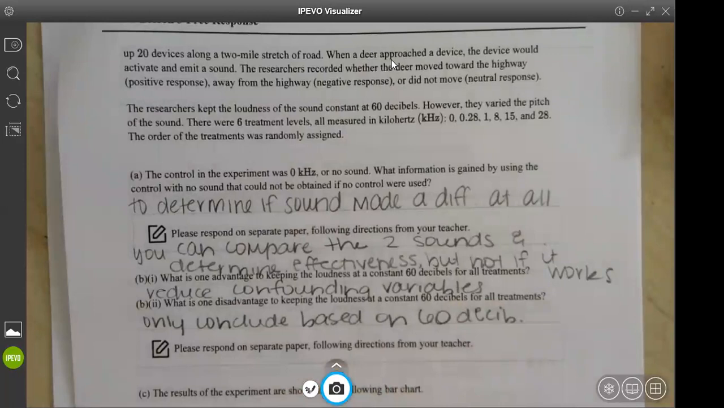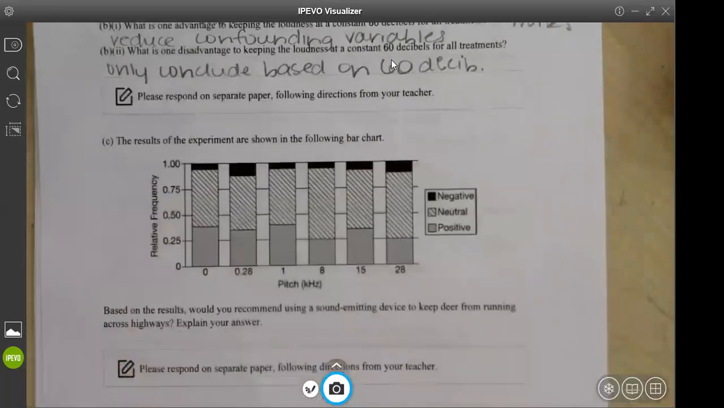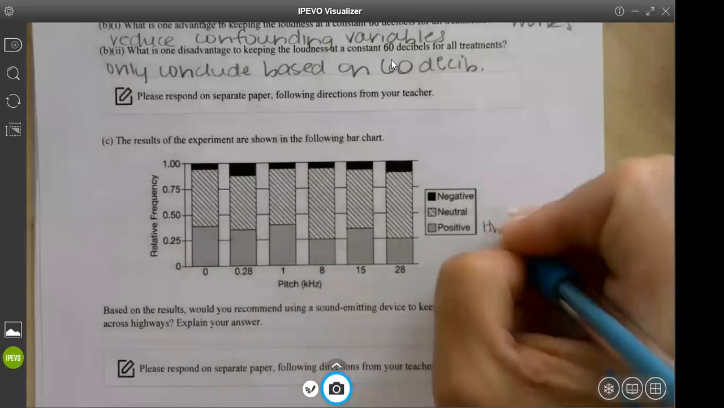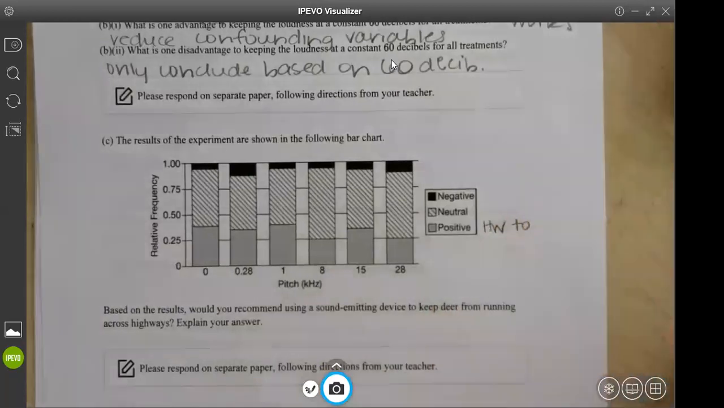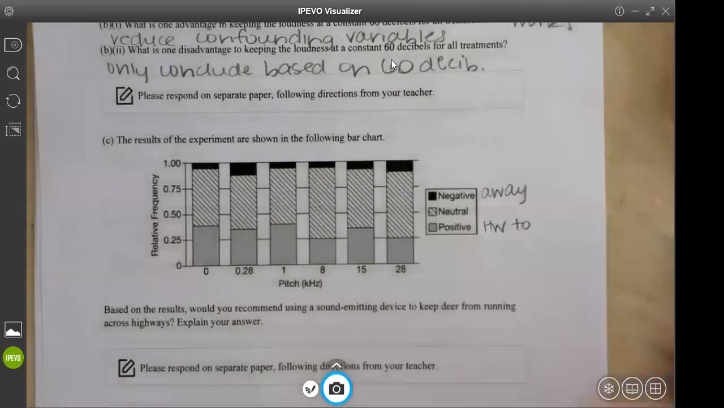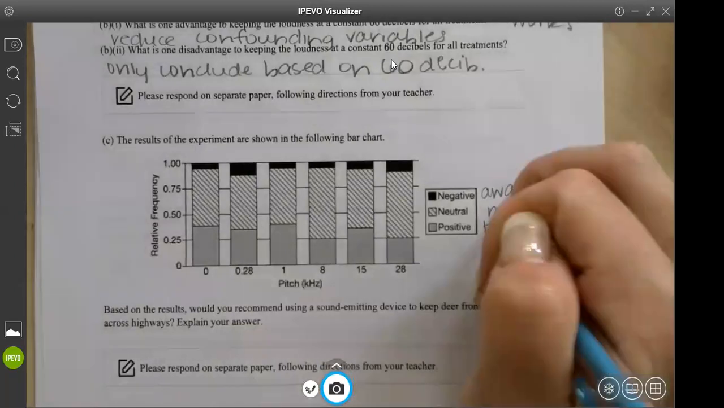All right, so here are your results of the experiment. Based on the results, would you recommend using a sound emitting device to keep the deer from running across the highway? And explain your answer. So I'm going to go back real fast and remind you what they were. Running towards the highway is a positive response. So going to the highway is a positive. Away from the highway is a negative, and no movement is neutral.